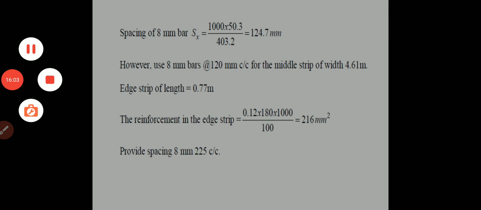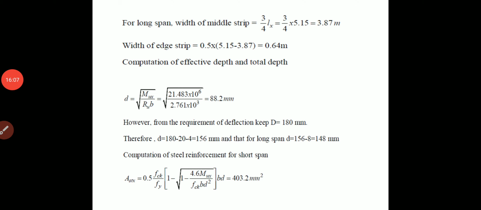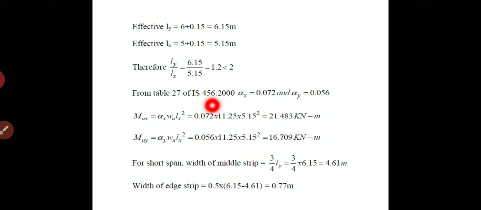In this formula, we can put all the values: 0.5 FCK, which is the characteristic strength of concrete, 20 Newton per mm square, and upon Fy, which is the steel grade, 415 Newton per mm square, and the MUX value, which is 21.483 kilonewton meter.